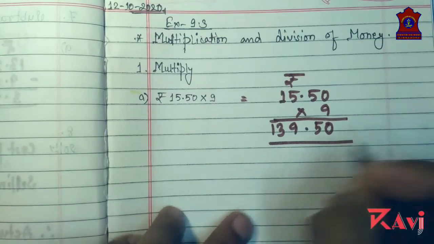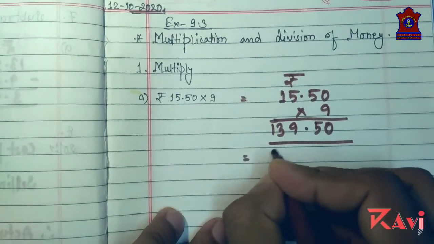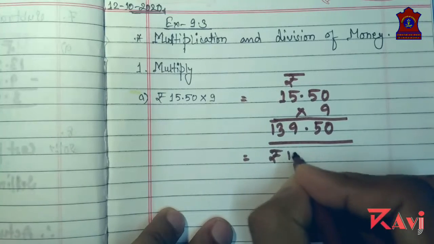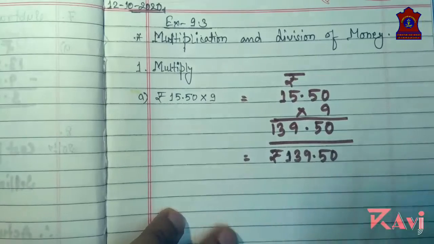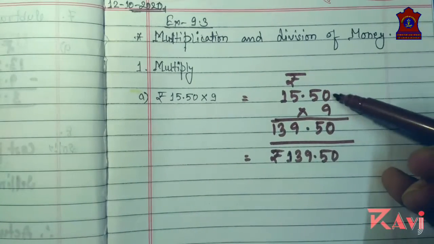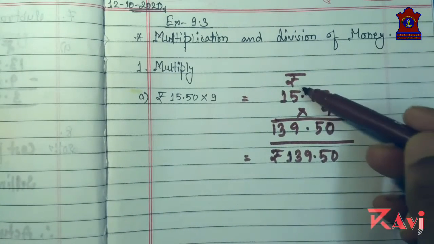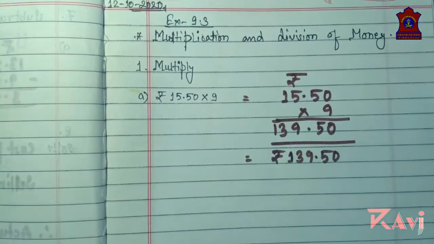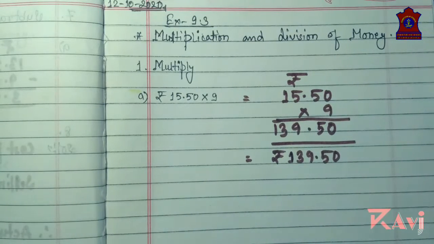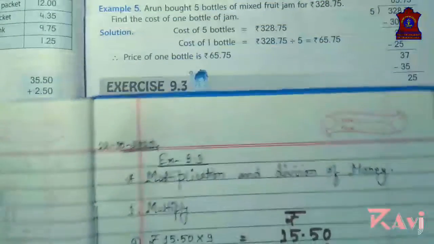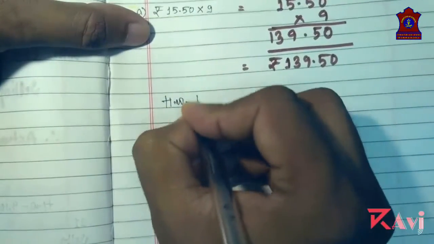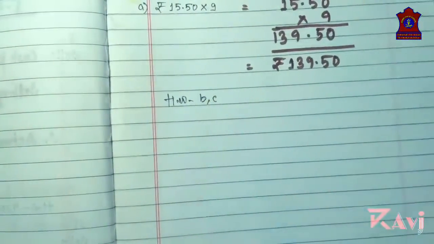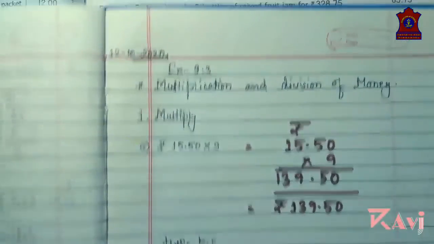Okay, so it's simple multiplication, 139.50. Clear? See here, the question is simple multiplication. So the other two questions, question number B and C, you can do as homework. Okay, now let's move to question number 2.